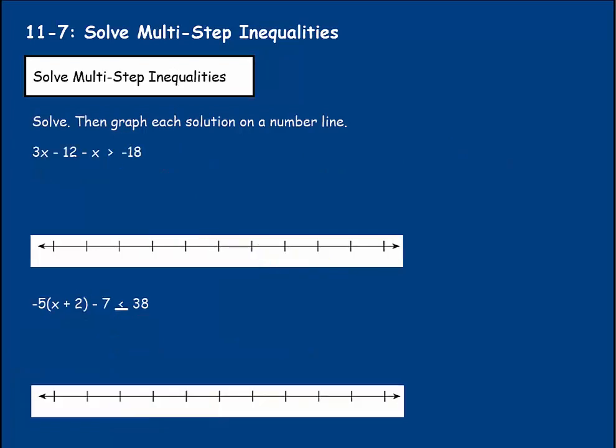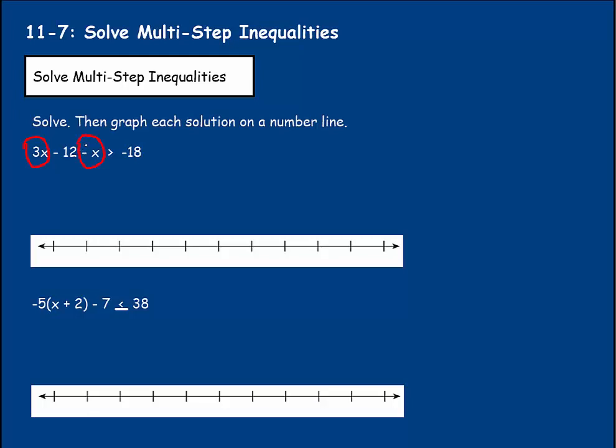Now let's solve these multi-step inequalities. We have 3x minus 12 minus x is greater than negative 18. So we can simplify this just like we do when we do multi-step equations. We have 3x here. We have a negative 1x here.